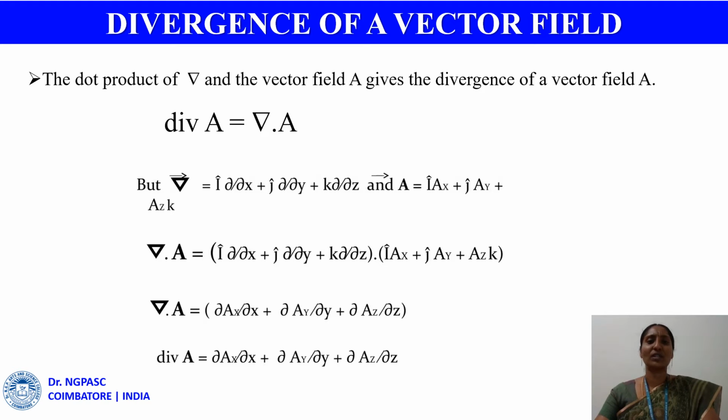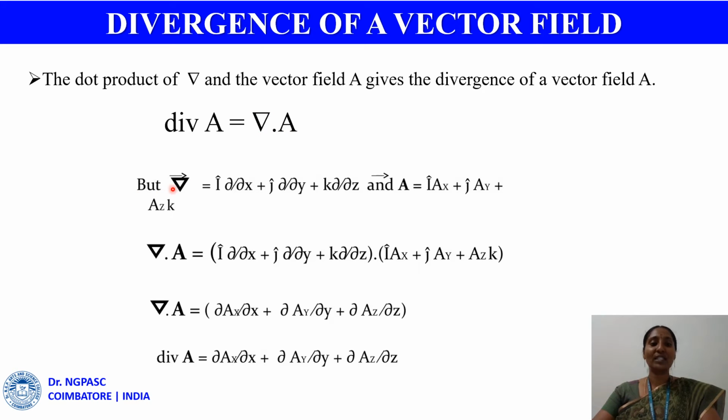What is divergence? We call it the divergence of a vector field at a point, a scalar quantity whose magnitude is equal to the flux of the vector field A that is diverging out per unit volume through that point. In mathematical form, divergence is represented as div A, which is del dot A.